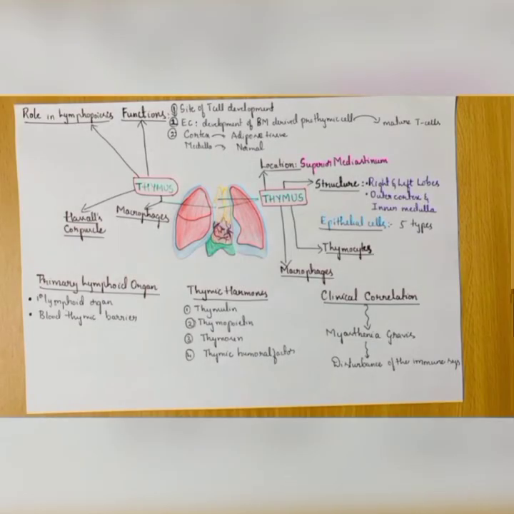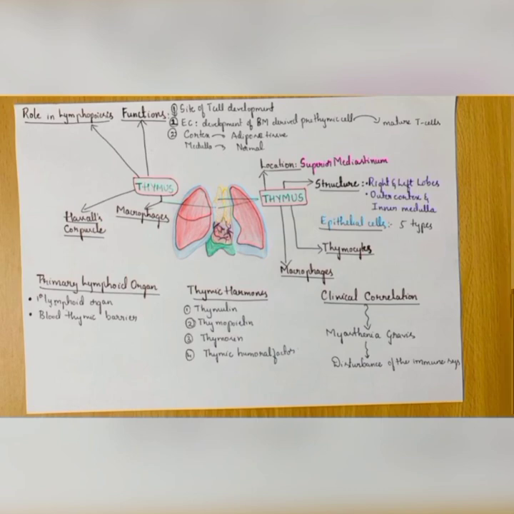Today we will learn about the thymus gland. It is located in the superior mediastinum and it weighs about 10 to 15 grams at birth, and it increases to 30 to 40 grams at puberty. Subsequently, this organ is replaced by fat and it is atrophied in adults.